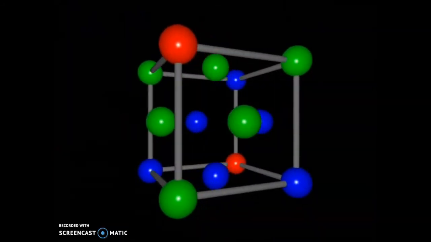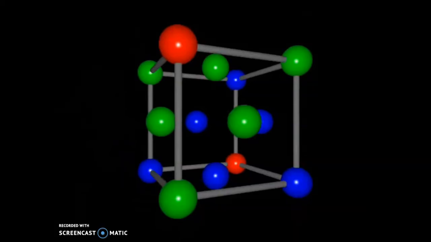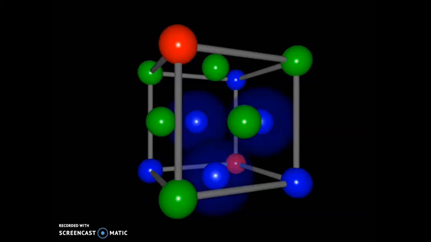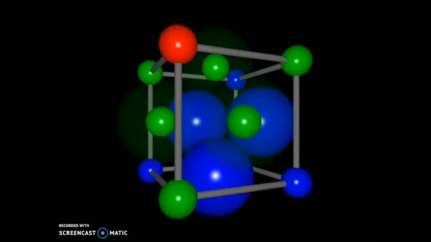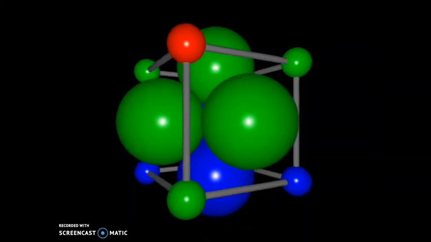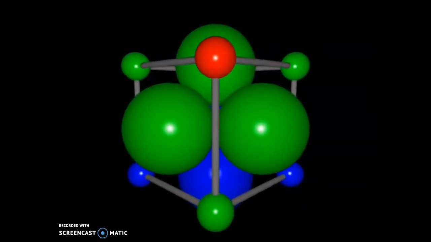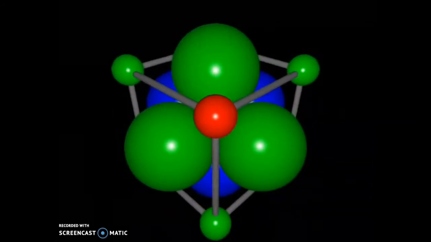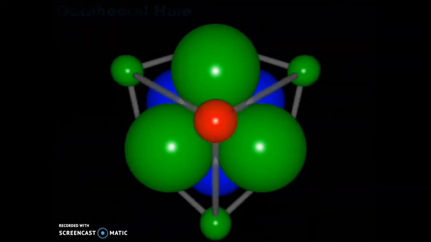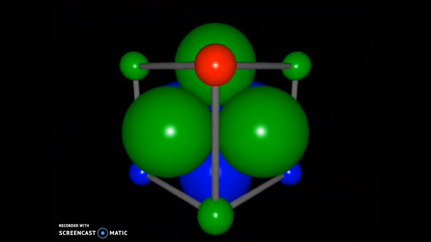Two types of spaces, or holes, exist between the layers of close-packed structures. The first type of hole is called an octahedral hole and is formed between 3 atoms in one close-packed layer and 3 atoms in a second close-packed layer immediately above or below the first. The space at the center of a face-centered cubic is actually an octahedral hole and is formed by 3 atoms in the green close-packed layer and 3 atoms in the blue close-packed layer.